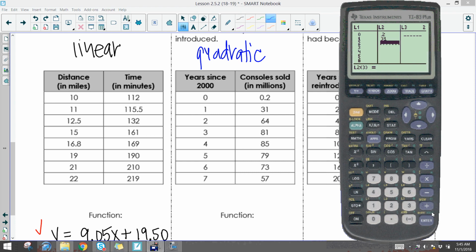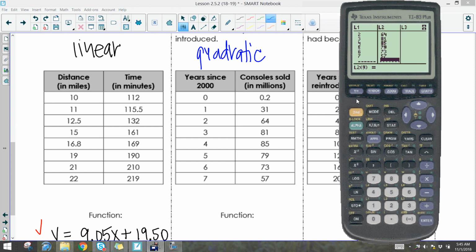31, 64, 81, 85, 79, 73, and 57. All right. So now let's take a look at what that looks like.